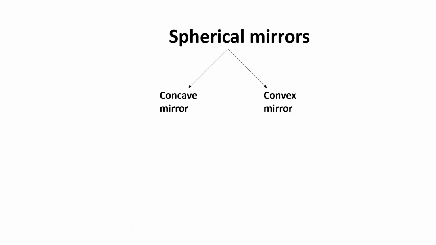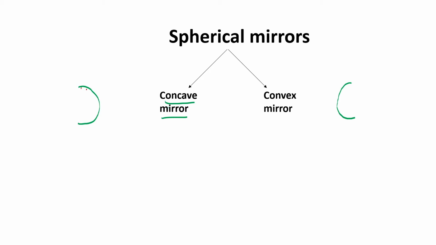Spherical mirrors are of two types, concave mirror and convex mirror. For concave mirror, the reflecting surface will be curved inwards, whereas for convex mirror, the reflecting surface will be curved outwards.